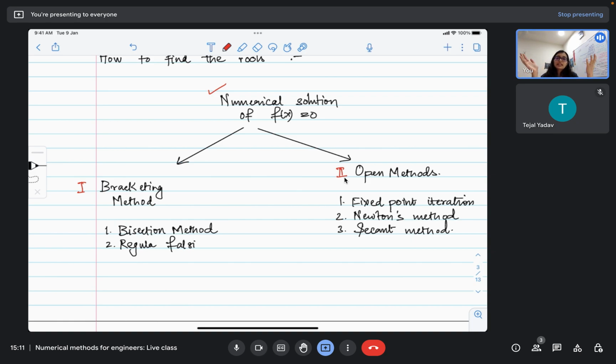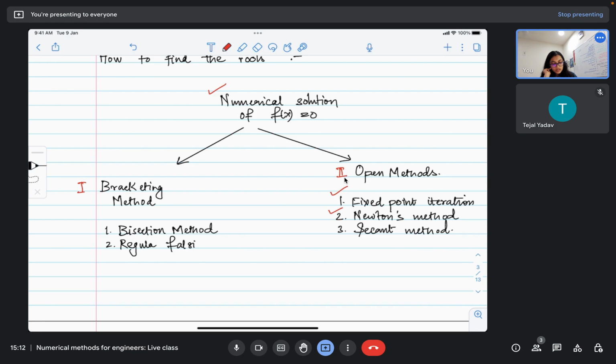And the main idea of open methods is that we just have one single initial guess, and with the help of that initial guess, we either converge or diverge from the root. Okay. So in today's class, we'll be learning about these two techniques. That is, one is fixed point iteration and the other is Newton's method, the Newton Raphson method.